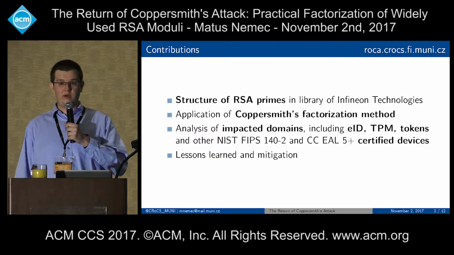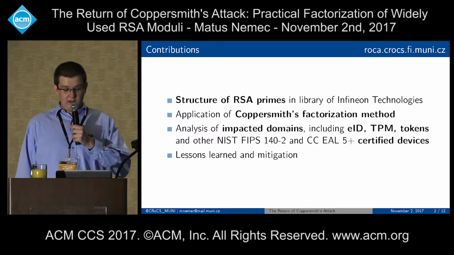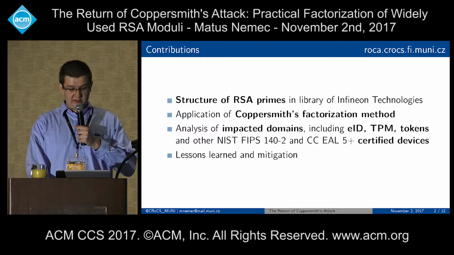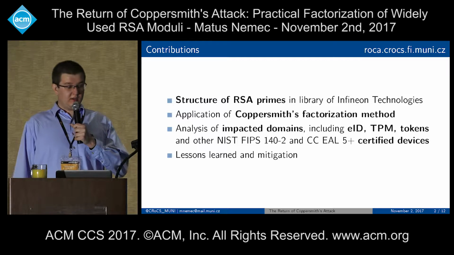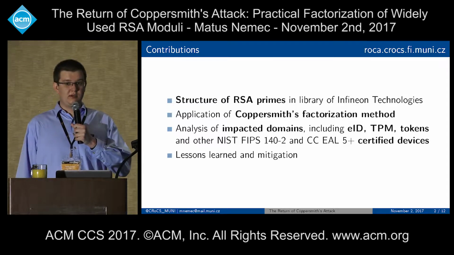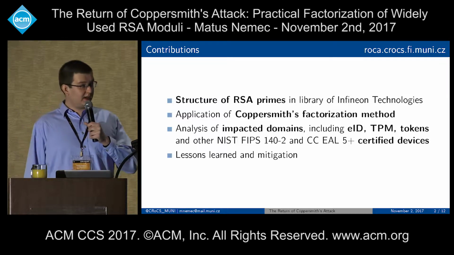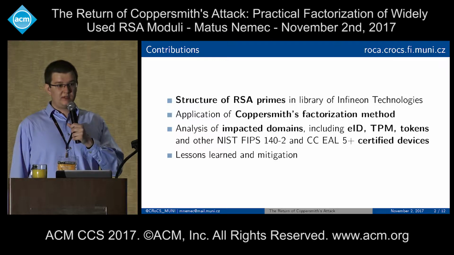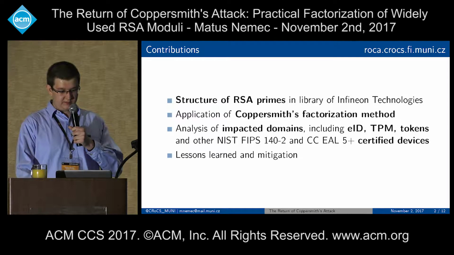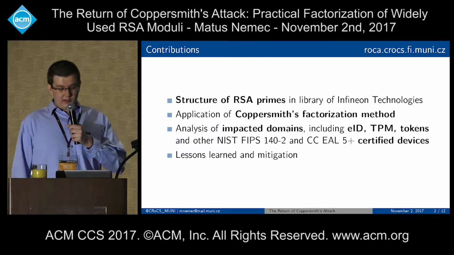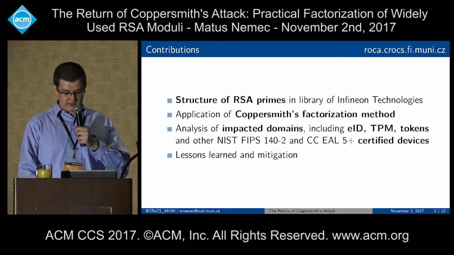Then I will show how we applied the Coppersmith method on RSA keys of this specific format to develop a feasible factorization attack. Then I will speak about the impacted domains, which we surveyed thanks to the fingerprinting method developed by us. These include electronic identity documents, trusted platform modules, and authentication tokens, and other devices with FIPS 140 certification. In the end, I will introduce the proposed mitigations and summarize what lessons can be learned from this incident.